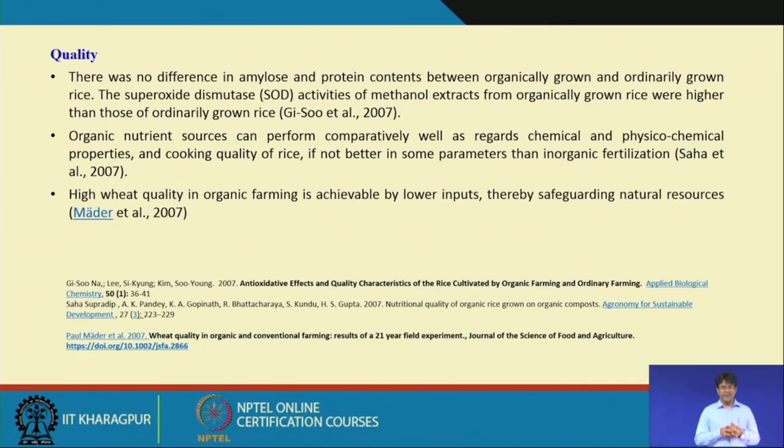And there is Madrid et al. 2007, who reported that high wheat quality in organic farming is achievable by lower inputs, thereby safeguarding natural resources. They say that with organic resources, the quality of wheat is better as compared to chemical fertilizer farming.